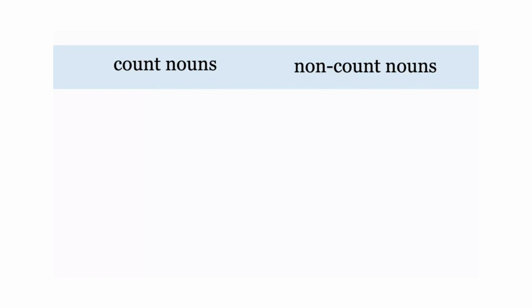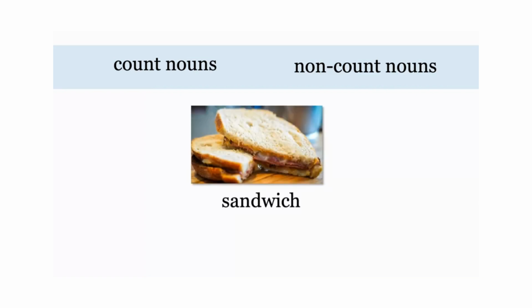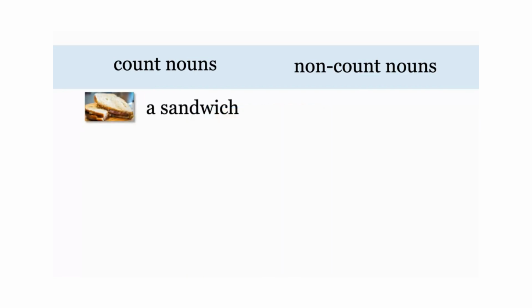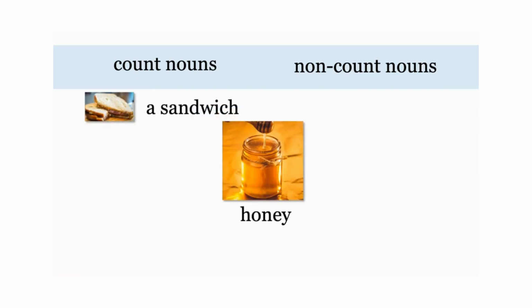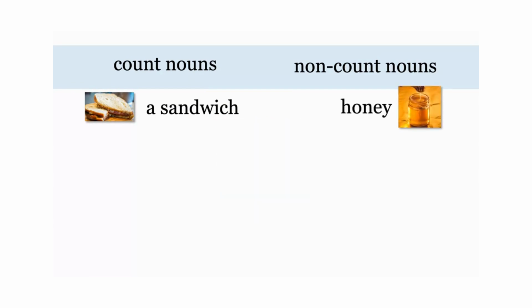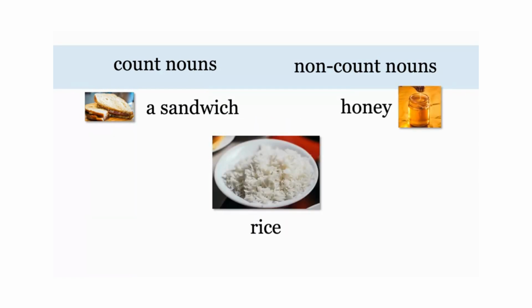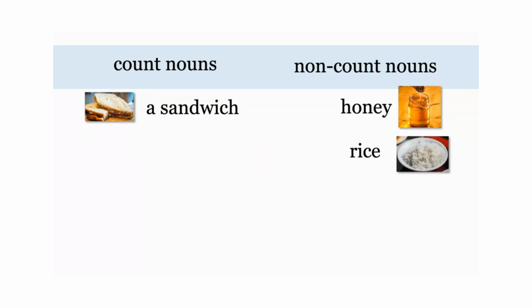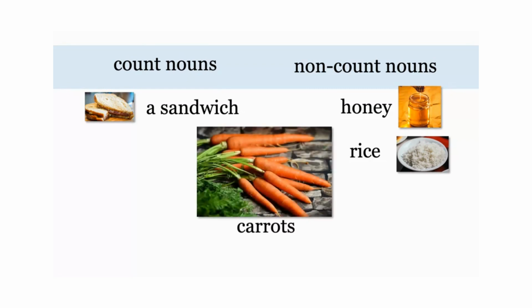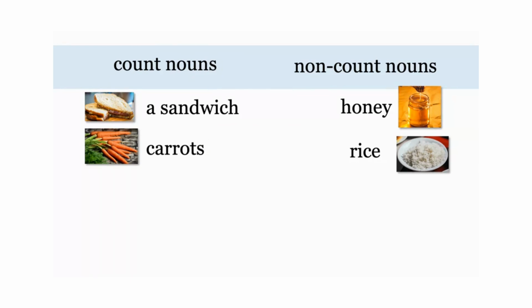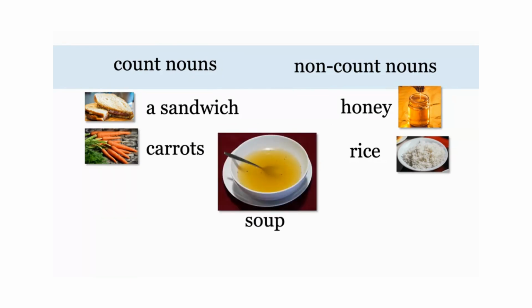Okay, let's look. Sandwich. A sandwich is a count noun. Honey. Honey is non-count. Rice. Rice is also non-count. There are too many little pieces of rice for me to count them all. Carrots. Carrots is a count noun. Soup. Soup is non-count.